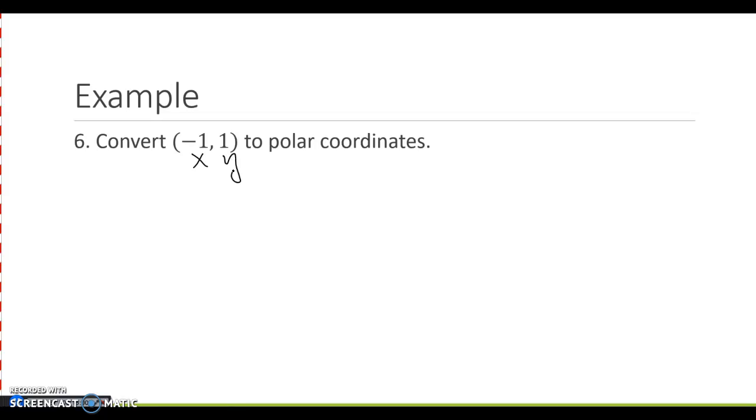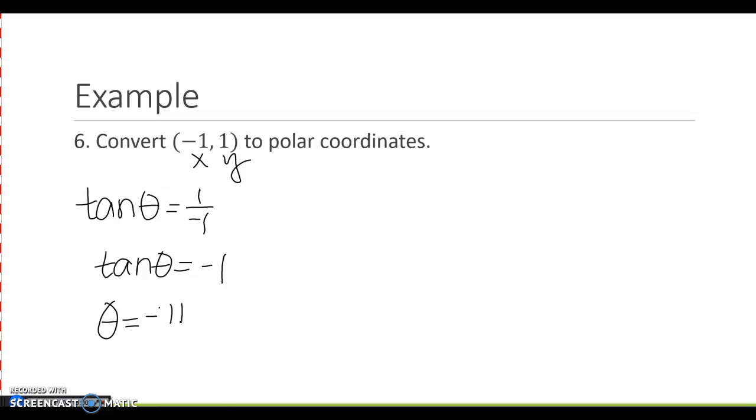So again, x and y, and we're going to find r and theta. So tangent theta is y over x, so that's going to be 1 over negative 1. So tangent theta is negative 1. Okay, so thinking where tangent theta is going to be negative 1, and when we're thinking about the inverse of tan, we're only looking in quadrant 1 and quadrant 4. So theta is going to be negative 1 at negative pi over 4 down in quadrant 4.